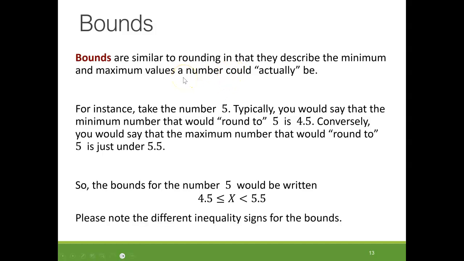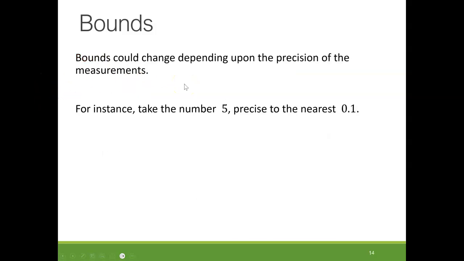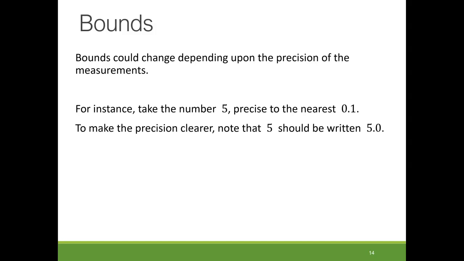Yeah, and note the inequality symbols. Okay. So the bounds that we write would depend on the precision of that rounding. So if we take the number 5 and say that's precise to 0.1, so the tenths place. So really when we talk about 5, we're really talking about 5.0.